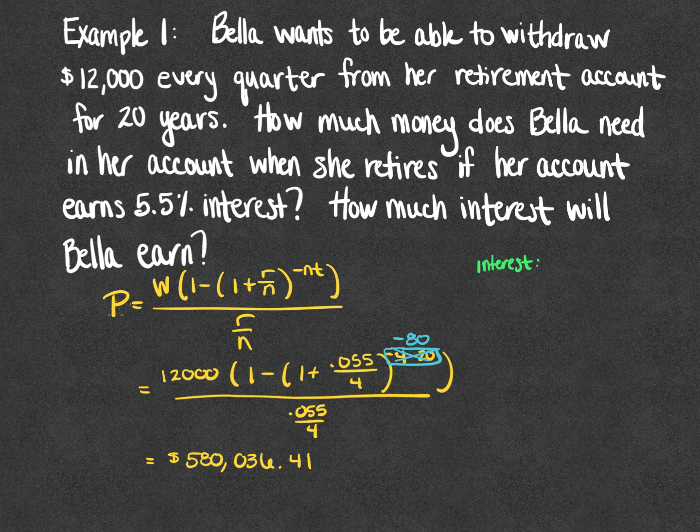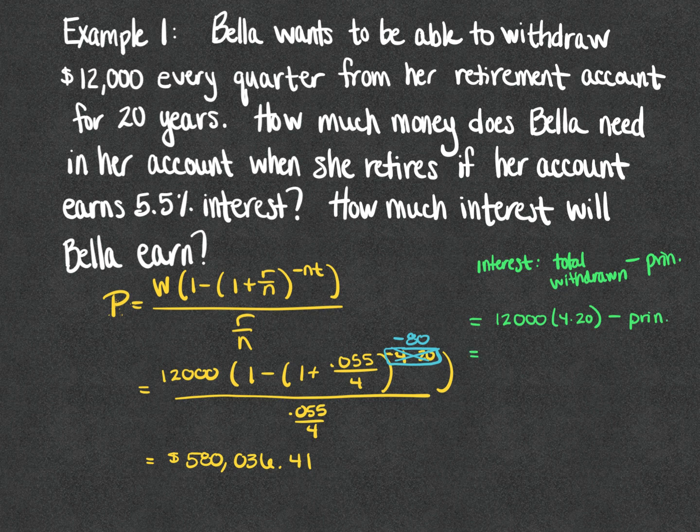So the interest in this case is going to be the total that she withdraws minus the principal, the starting amount, because again, she's going to be able to withdraw more money than what it seems like she has in her account because interest continues to accumulate. So if she takes out $12,000 every quarter for 20 years, and then we subtract the principal, I'm not going to write that amount in right now.